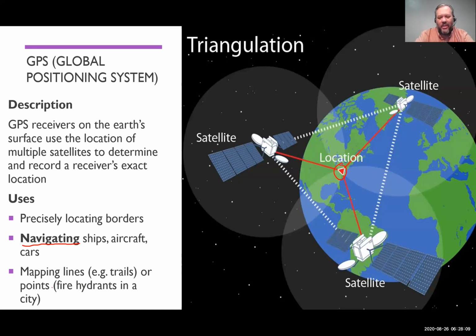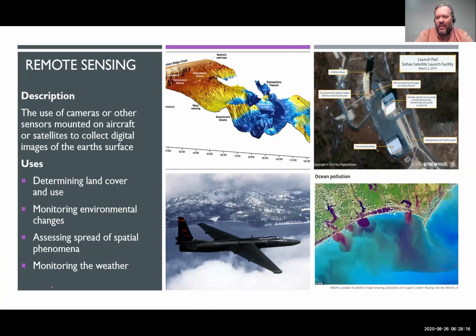All right, and so that would be the coordinates for UHS, and that was using GPS. All right, another way that they can measure for geospatial data is this thing called remote sensing. And again, just the definition here: use of cameras or other sensors mounted on aircraft or satellites to collect digital images of the Earth's surface. And so here's a couple of different ones.